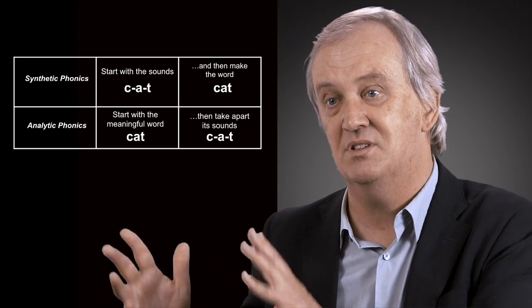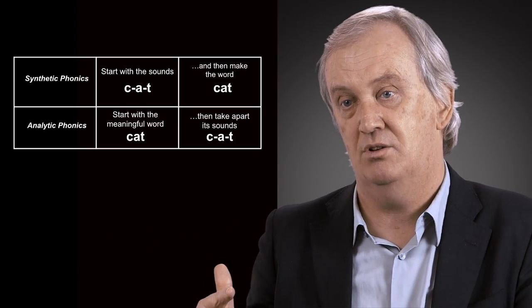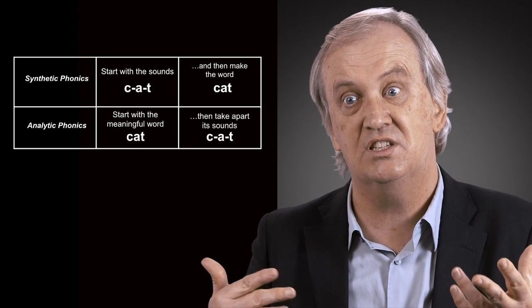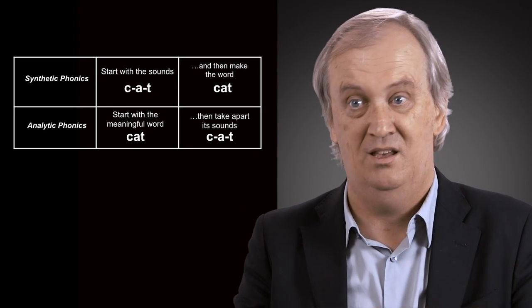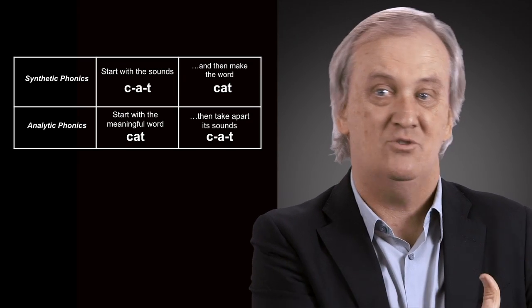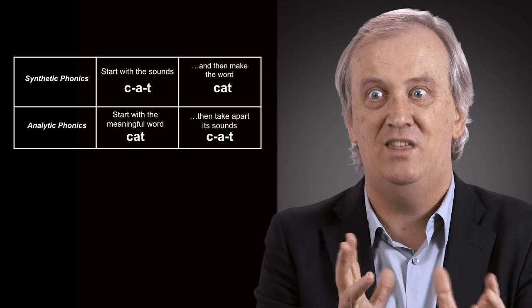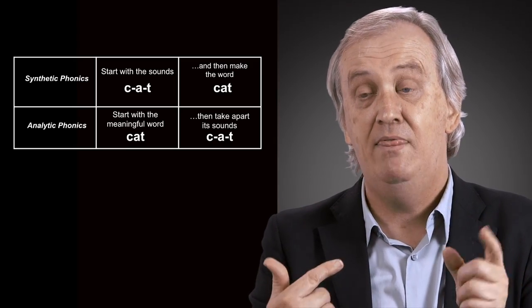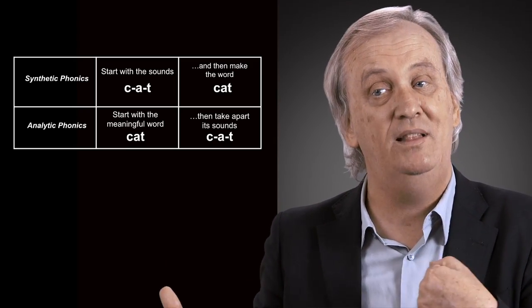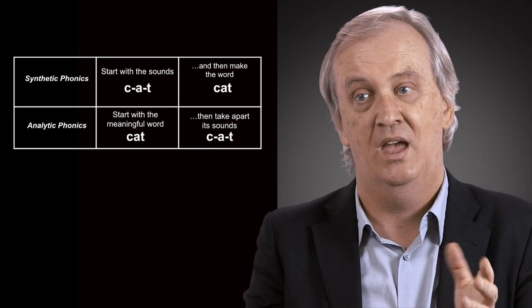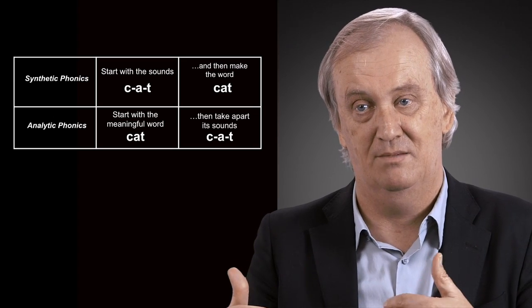K-at becomes cat. The second approach, it's not as if phonics goes away entirely, because what you can do is you can start from the meaningful word cat. So you see the word, the picture of the cat in the picture book. You see the word cat, you read the whole word as a single word, and then what you might do when you come to spell that word is you might take apart the sound of the whole word in order to spell it out as C-A-T.